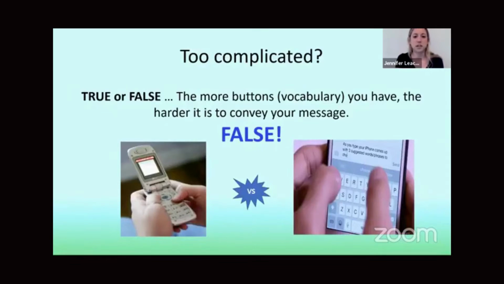So true or false? The more buttons, vocabulary you have, the harder it is to convey your message. That is actually false. The more buttons you have, the more your child or individual will be able to say. If you give them more opportunities and more words to communicate with, they'll be able to build sentences to talk about, not just those core words, but also talk about what they're eating, what they want to play with, describing what they're playing with, the color of the car, or is the car going fast or slow, when you're playing with those activities.